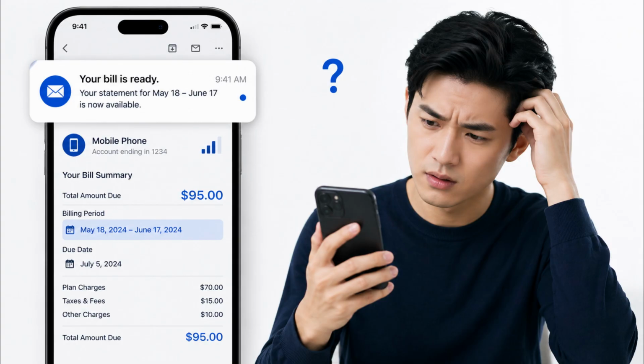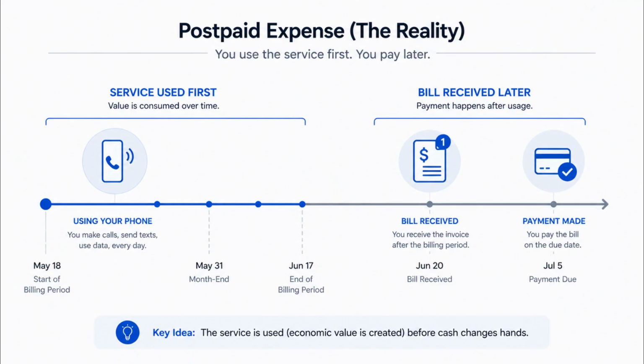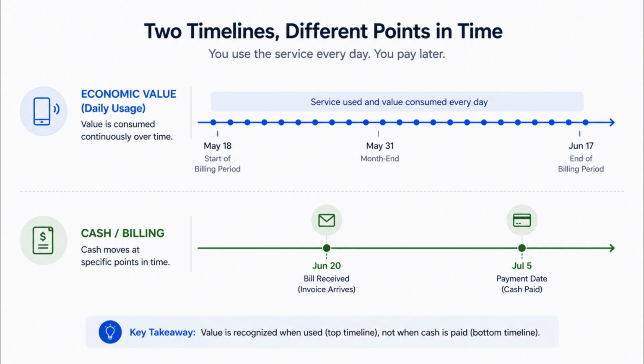very important. This is a postpaid expense, or an accrued expense, which means you used the service first, you're being billed after. So that $95 isn't just June expense or July expense. It actually represents value consumed over time. And that time is from May the 18th until June the 17th.